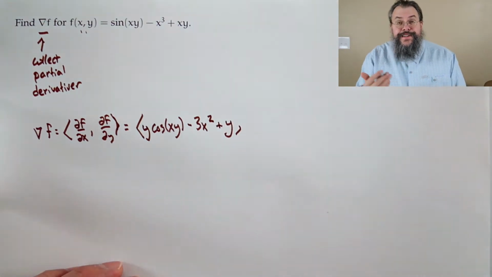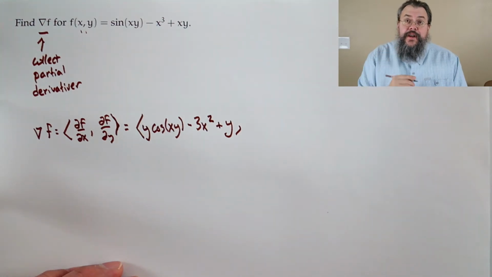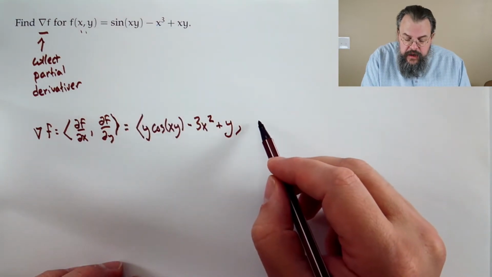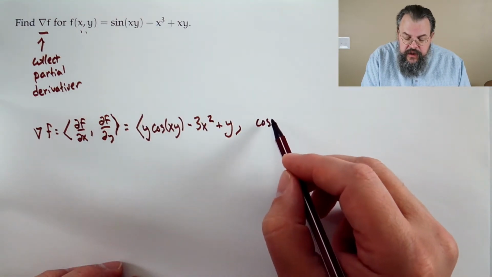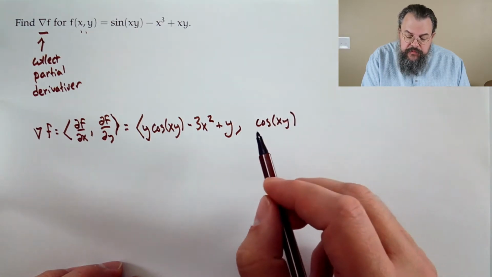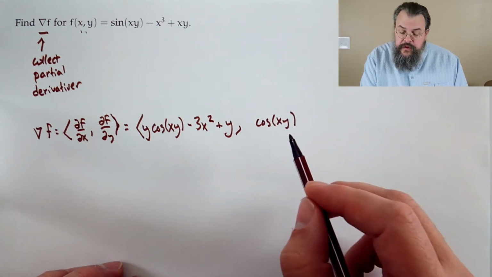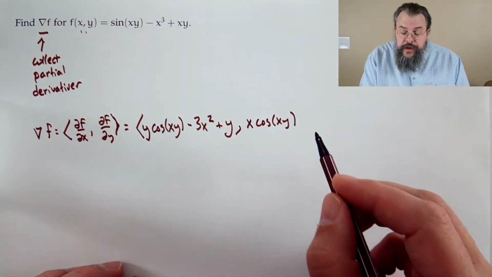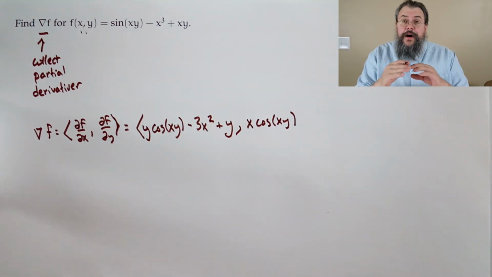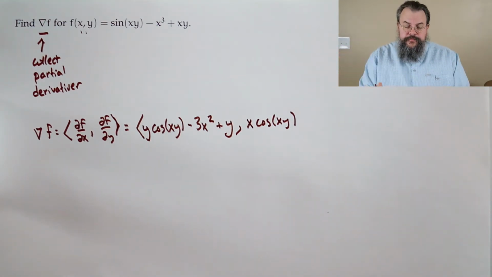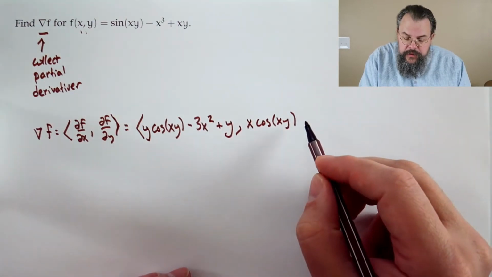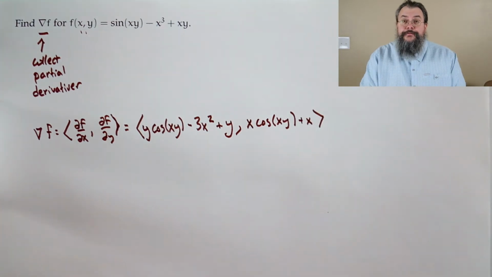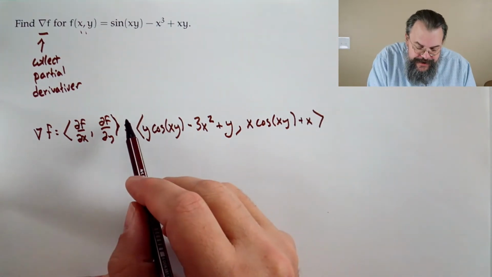That's the first entry. Second entry, similar thing, but now take the derivative with respect to y. Derivative of sine of xy with respect to y, well, chain rule. So derivative of sine is cosine, inside stays the same, times the derivative with respect to y of x times y, and that's x. Derivative of x cubed with respect to y is 0. There is no y. And the derivative of xy with respect to y is x. And we're done. Cool!